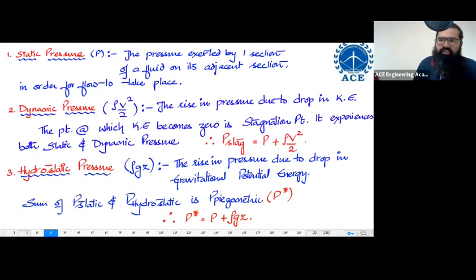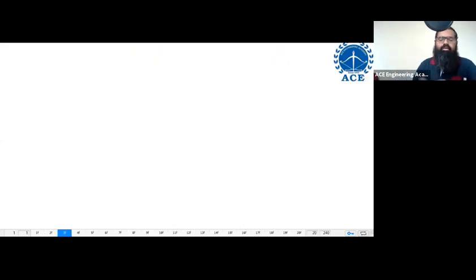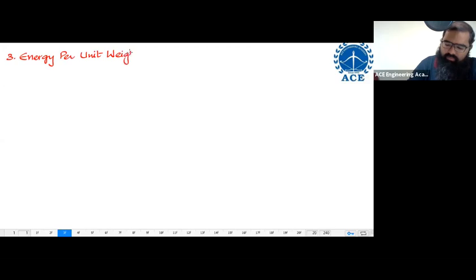After having understood these pressures, the next case is the third form of discussing the Bernoulli equation: the energy per unit weight form.